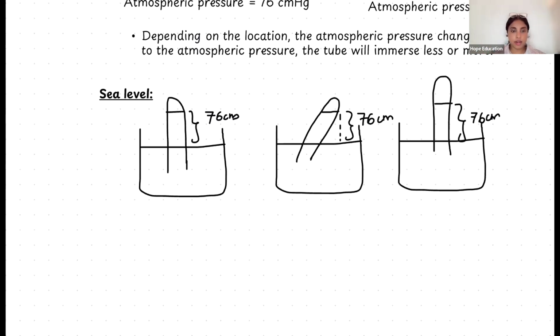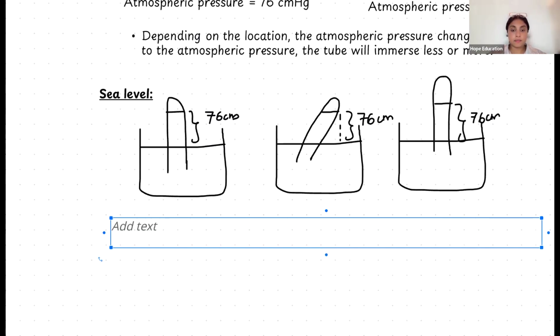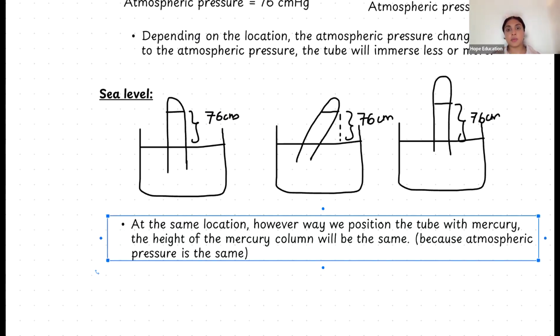So let's also write that at the same location, however we position the tube with mercury, the height of the mercury column will be the same because atmospheric pressure is the same. Okay. These are the main points in a mercury barometer that they will ask questions from.